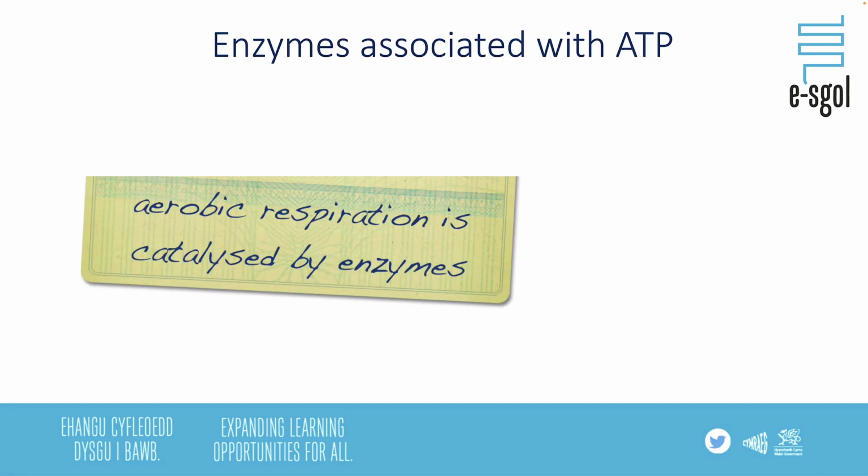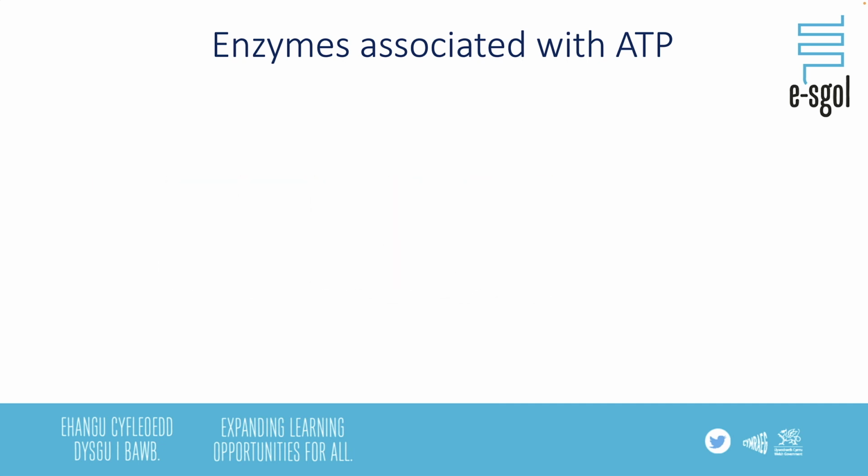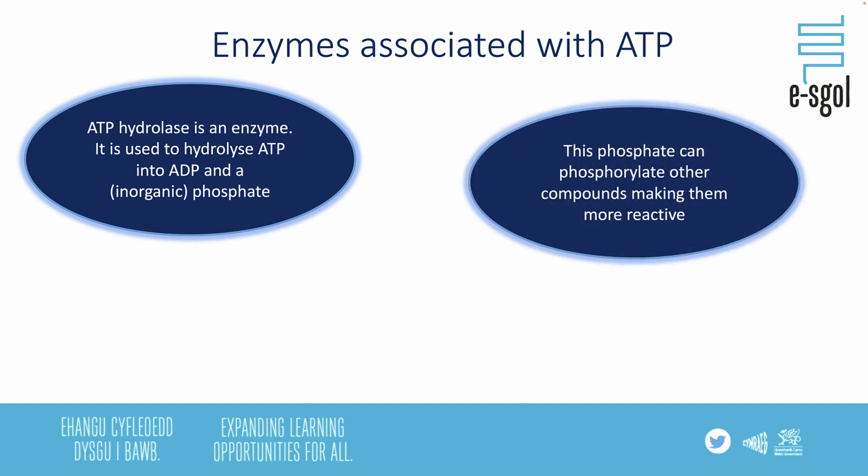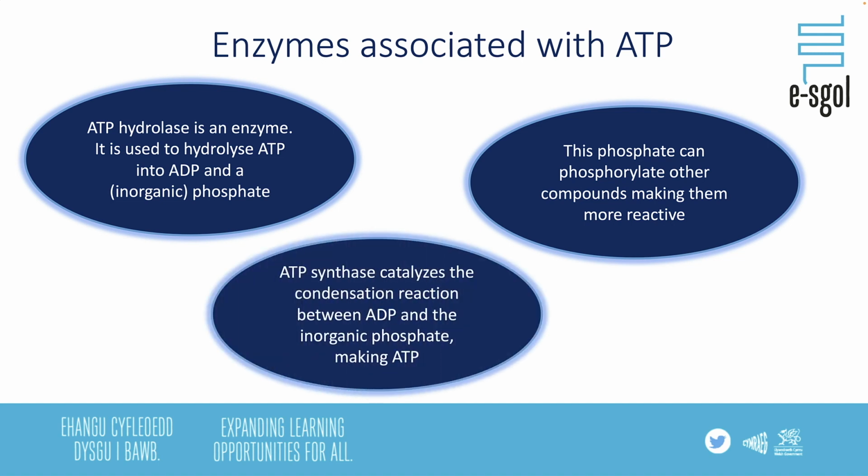As I mentioned earlier, aerobic respiration is catalyzed by enzymes. Let's look at some of these enzymes. ATP hydrolase is used to hydrolyze ATP into ADP and an inorganic phosphate. This means that the phosphate produced can phosphorylate other compounds, making them more reactive. ATP synthase catalyzes the condensation reaction between ADP and the inorganic phosphate, making ATP.